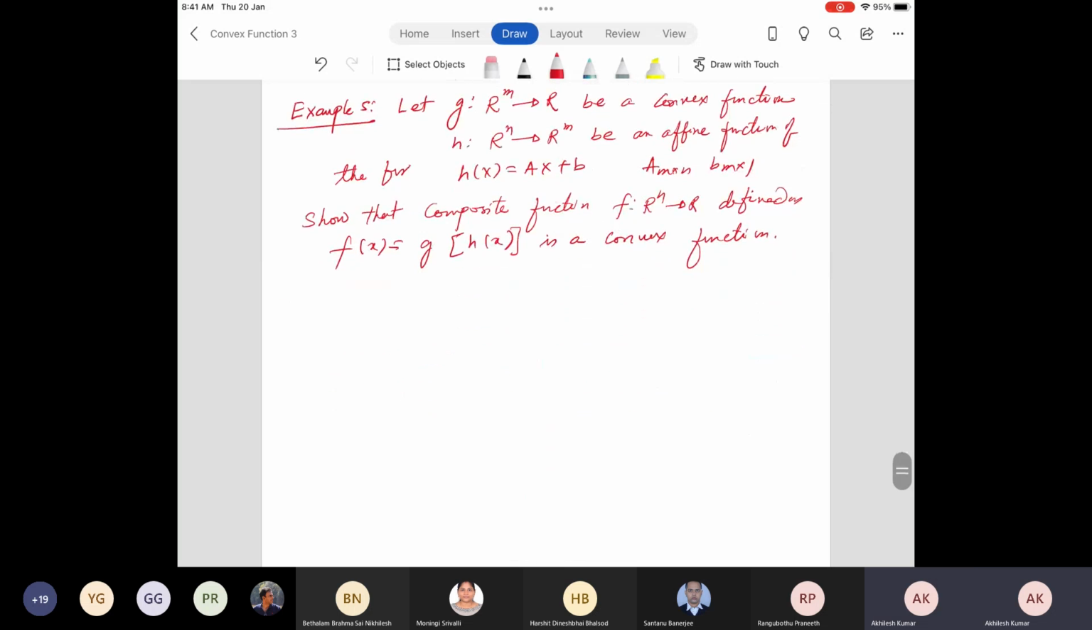So I need to show a composite function which comprises one convex function and one affine function. And as I said, an affine function, as needed, you can use it as a convex function, you can use it as a concave function. Okay. So go ahead, try to prove this.